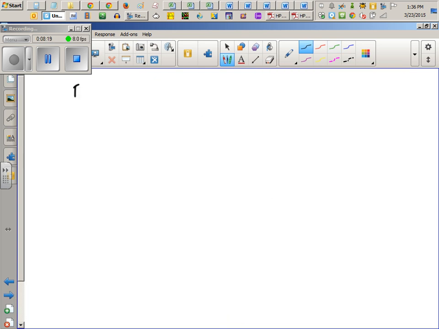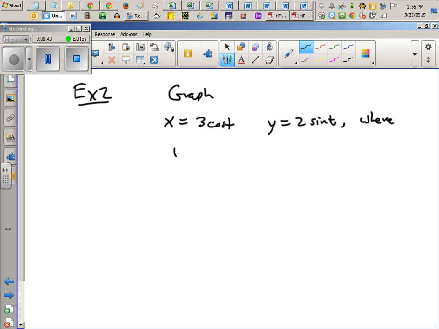Okay, so example 2, graph x equals 3 cos t, y equals 2 sine t. Then determine what shape it is, what path it is on. So we'll do the exact same thing as last time. From where to where? Okay, so the t will range between 0 and 4 pi.